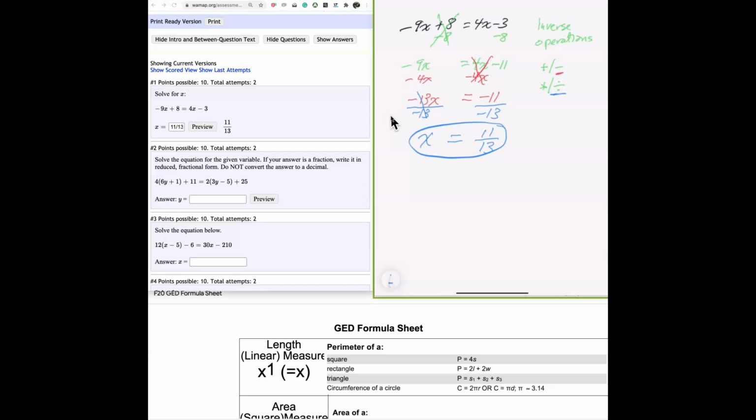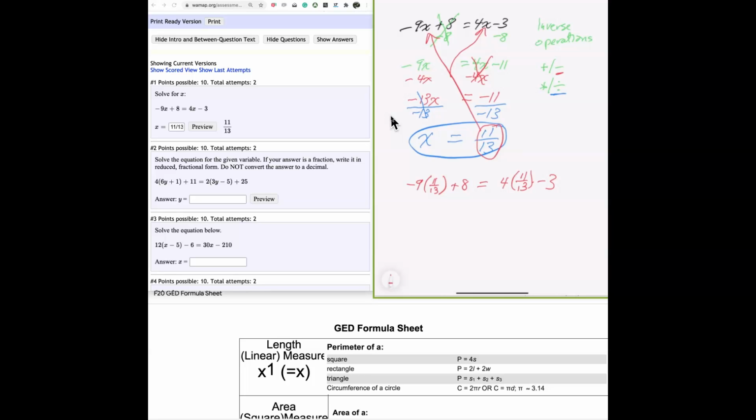We're going to substitute 11/13 because this is our x value. We're going to put it in here for this x times -9, and we're going to put it in here for this x times 4. We're going to rewrite the equation, -9 times 11/13 plus 8, and that's supposed to be equal to 4 times 11/13 minus 3. Okay, so let's see if it is.